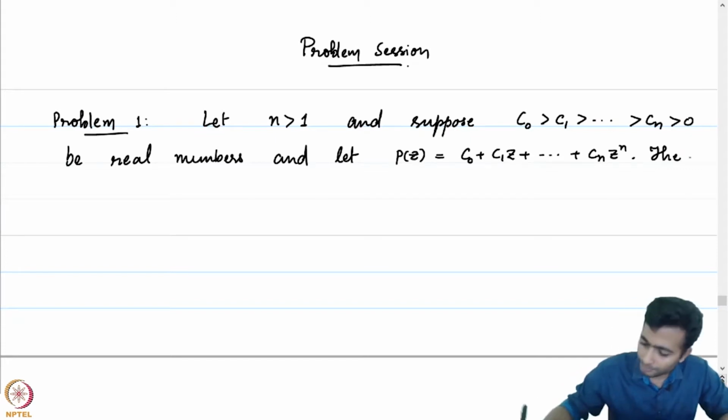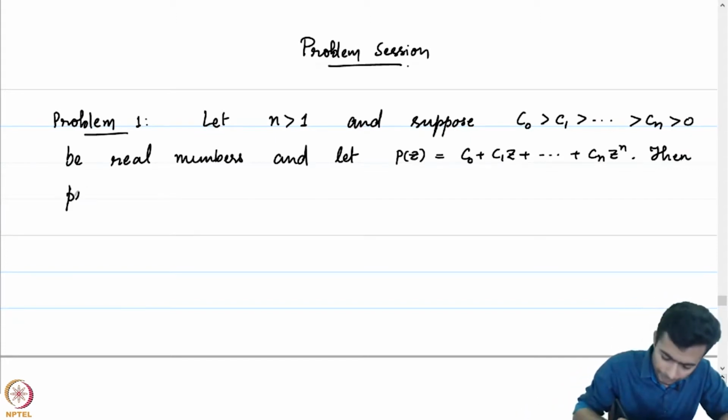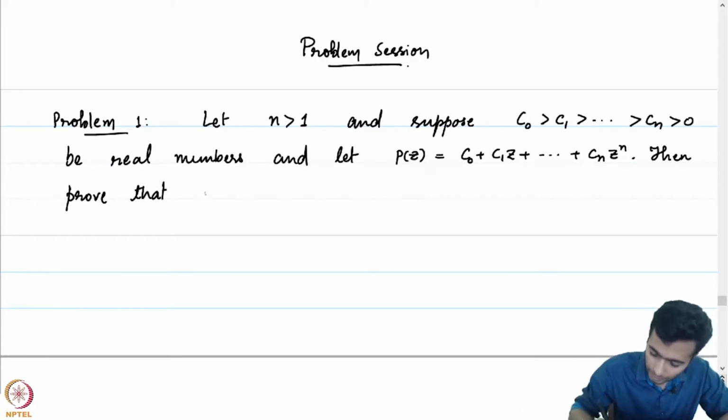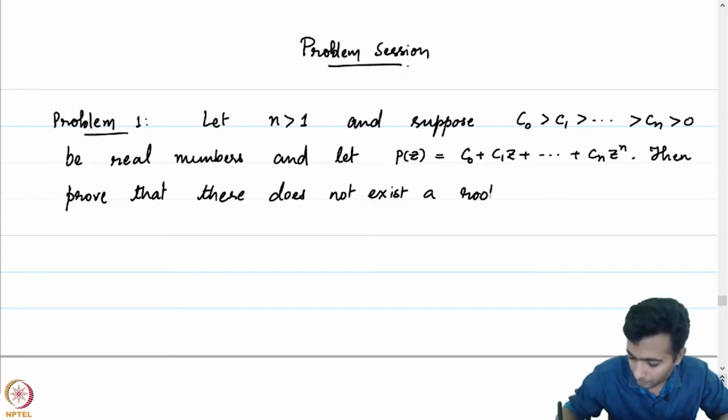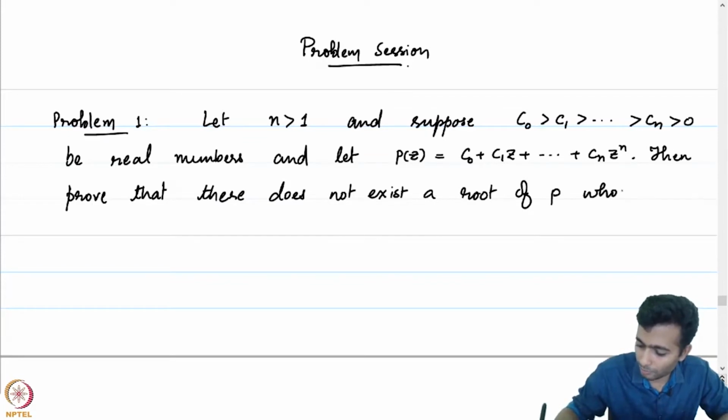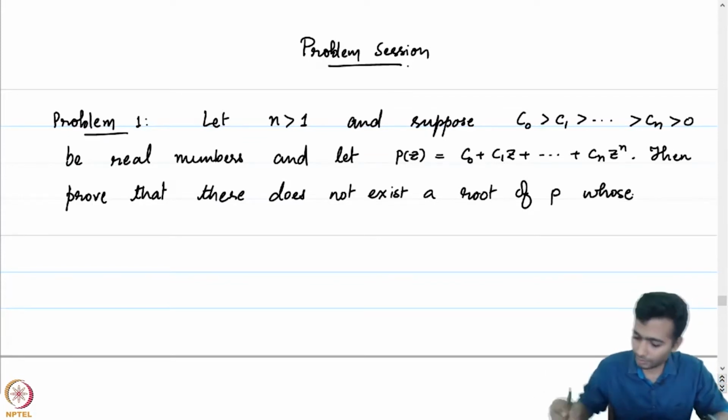Then prove that there does not exist a root of P whose absolute value does not exceed 1.